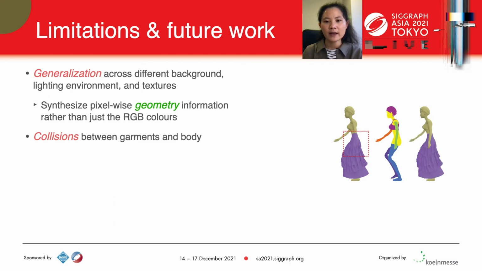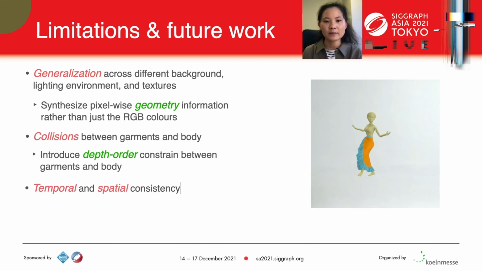If the arm is closer to the camera but the arm region is occluded by the garment region in the final rendering, we bring it to the front as shown here. In the future, we can jointly learn the depth ordering maps between the garments and the body as a constraint to solve the collision artifacts.